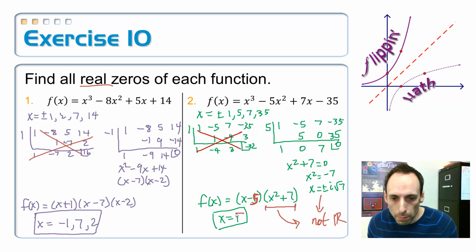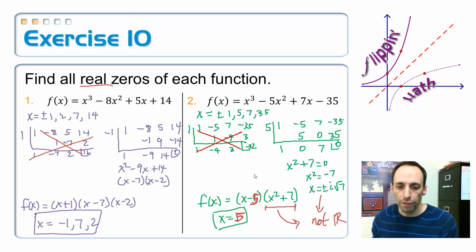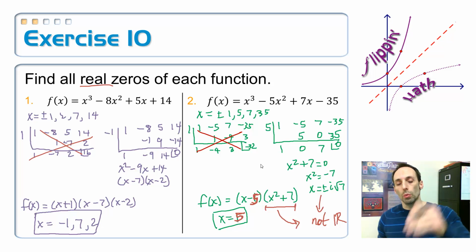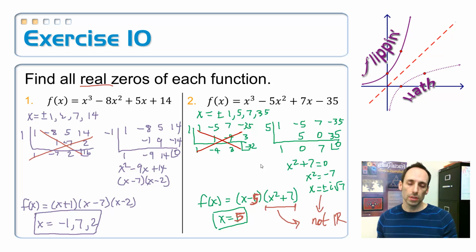Pay attention. It's the number 5. 5 is the only one that works. Okay, that's it. See you in class.